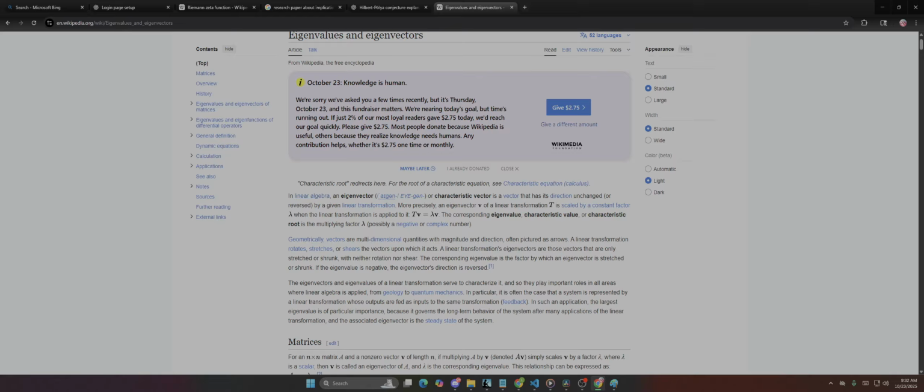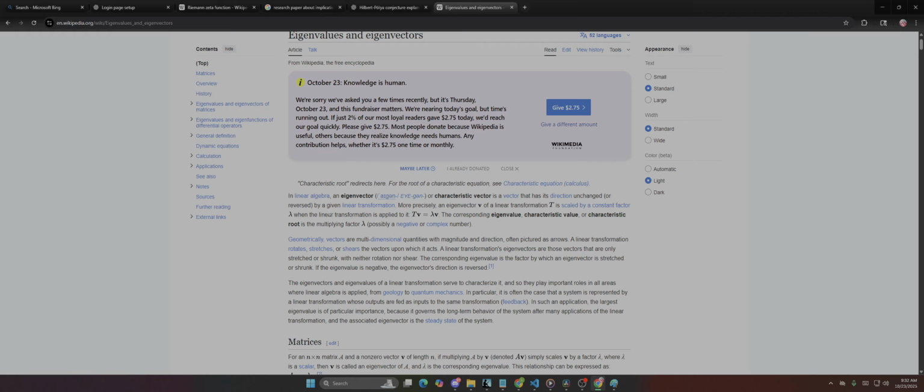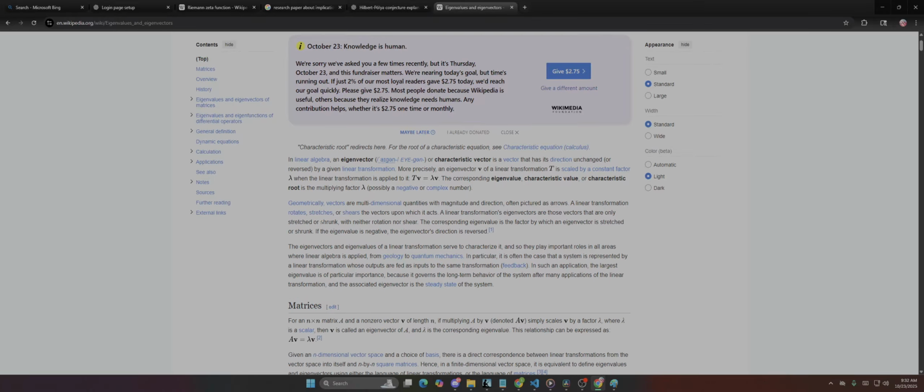In linear algebra, an eigenvector or characteristic vector is a vector that has its direction unchanged by a given linear transformation. Interesting. More precisely, an eigenvector v of a linear transformation t is scaled by a constant factor when the linear transformation is applied to it. The corresponding eigenvalue is the multiplying factor. So an eigenvalue is constant.